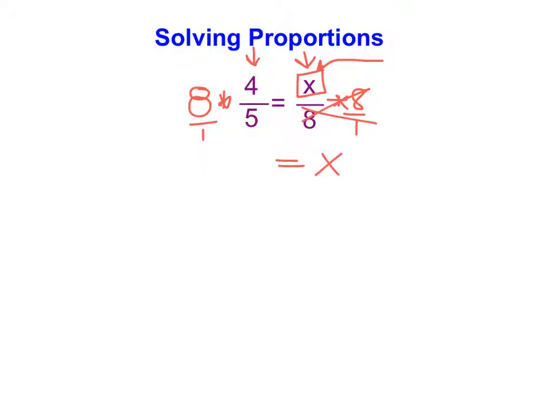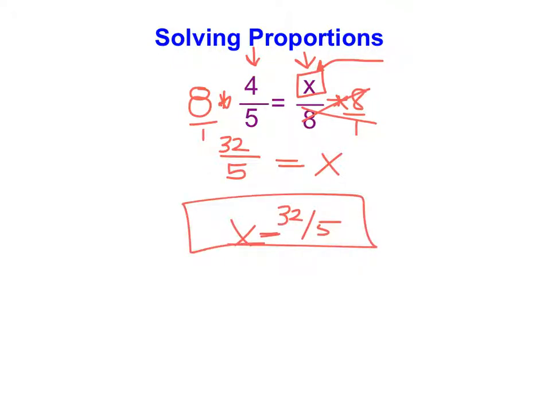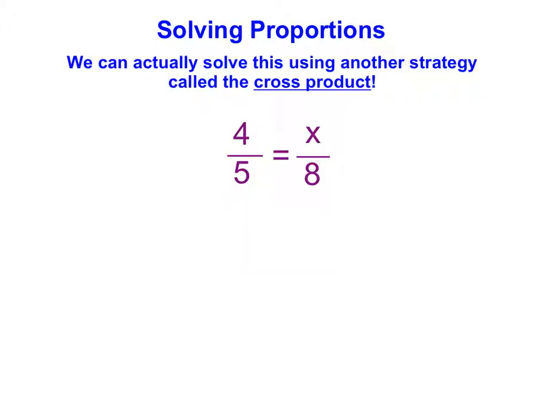The left-hand side becomes 8 times 4 is 32, and 1 times 5 is 5. So we would find that x is equal to 32 over 5. If you like this way of solving, it still works for some proportions, and you can utilize this strategy. The cross product, which I'm going to show you on the next slide, is just a different strategy that makes it a little easier when you're solving some very complex proportions.